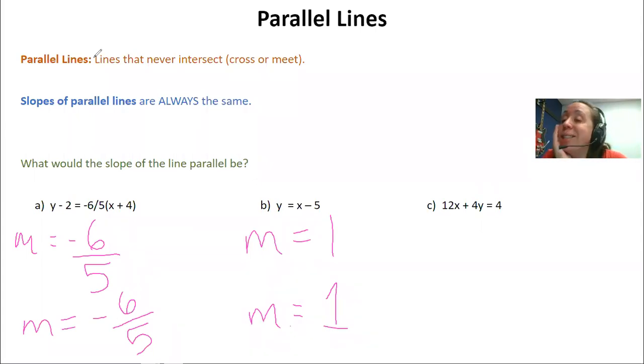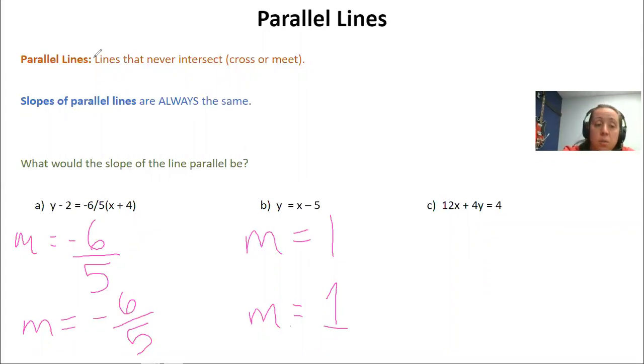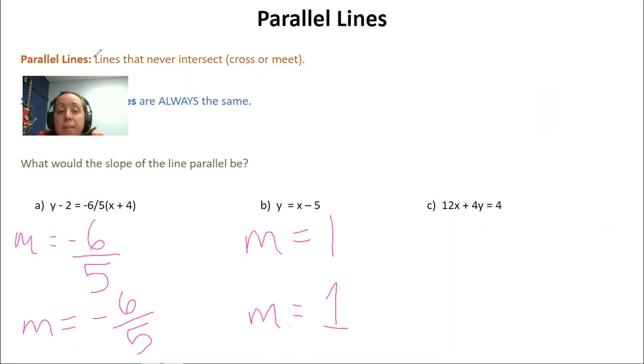Okay, for part C, we have an issue. We can't just read the slope off there. Why can't we read the slope off there for part C? What's the problem with part C? It's mixed up. It's in standard form, and the y has a 4. The y is not by itself. Yeah, you guys are right.